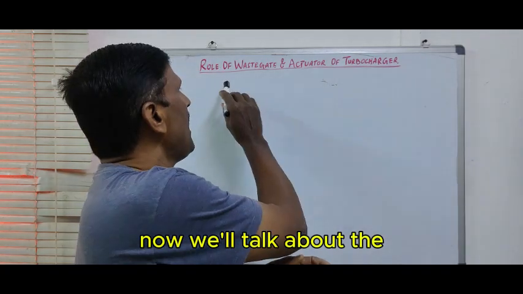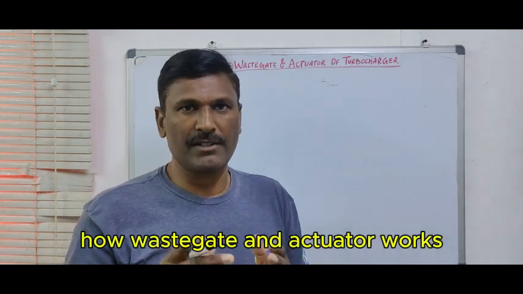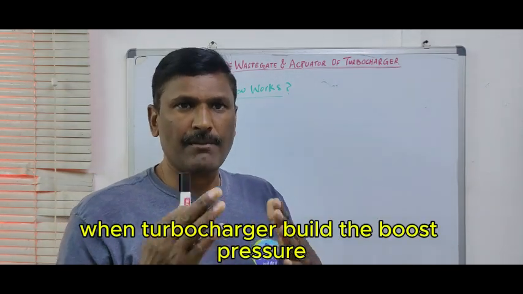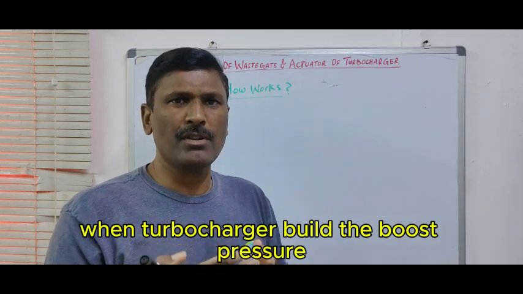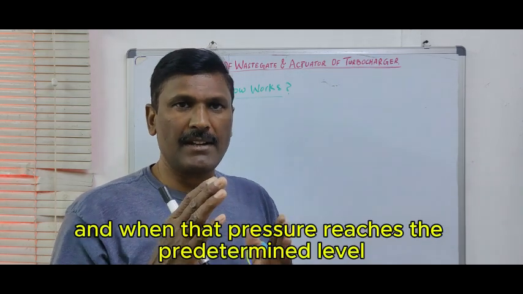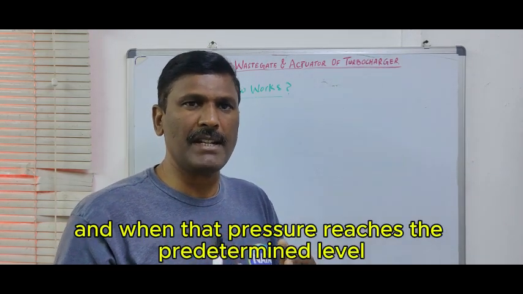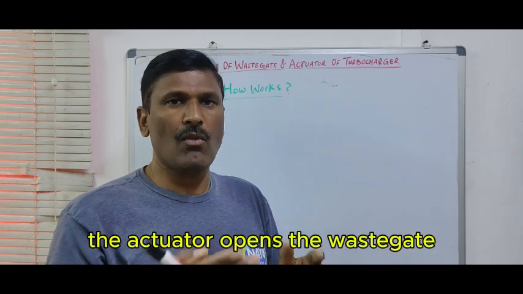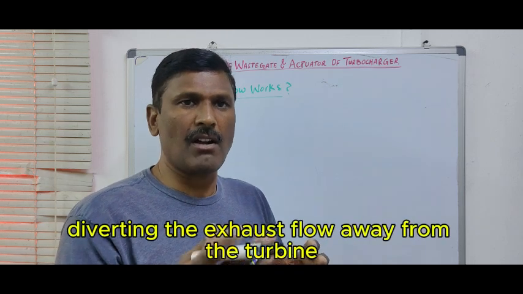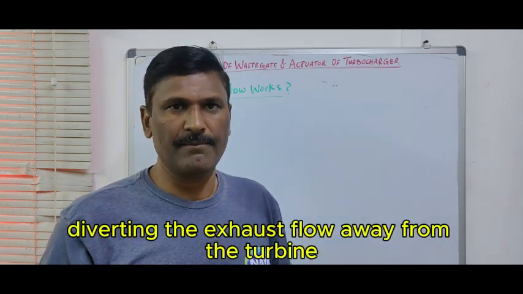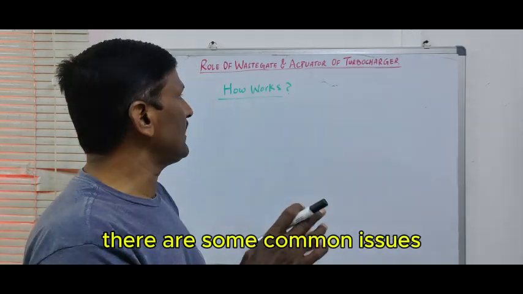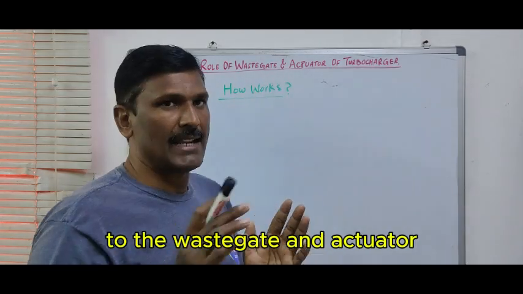Now we'll talk about how the wastegate and actuator work. So let's talk about how this mechanism works. When the turbocharger builds the boost pressure, that pressure is sent to the actuator, and when that pressure reaches the predetermined level, the actuator opens the wastegate, and the wastegate diverts the exhaust flow away from the turbine, and this prevents overboosting and protects the engine.